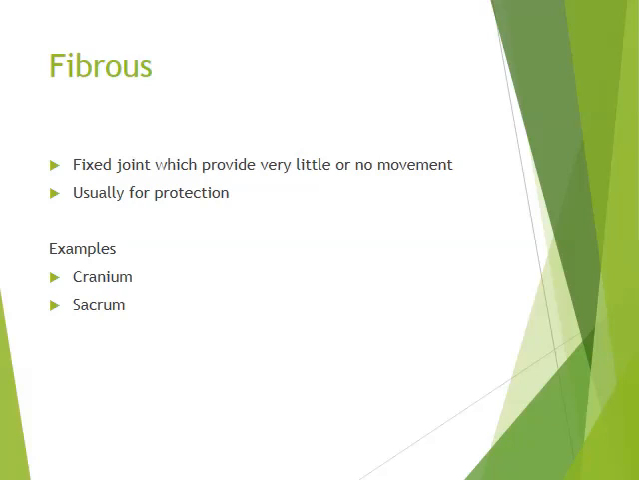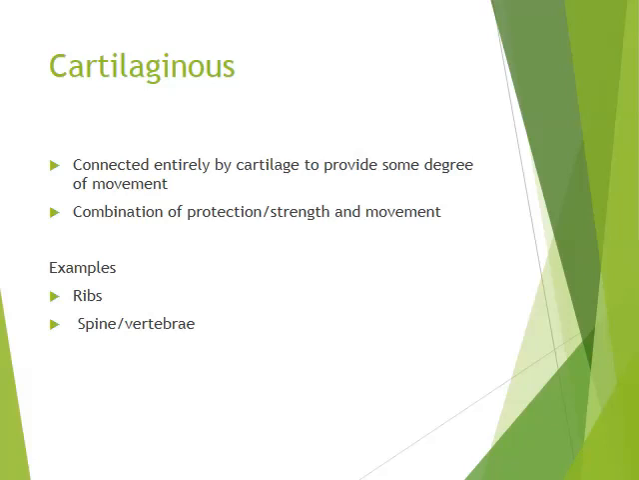Fibrous joints are also known as fixed joints, and they provide very little or no movement. This is usually for protection. An example of this is the cranium, which is fixed, and that helps to protect the brain.